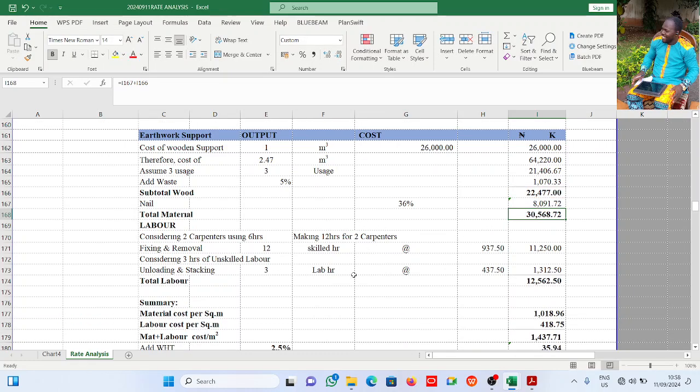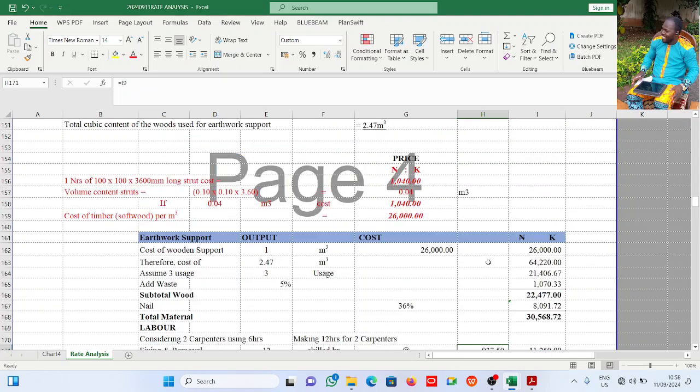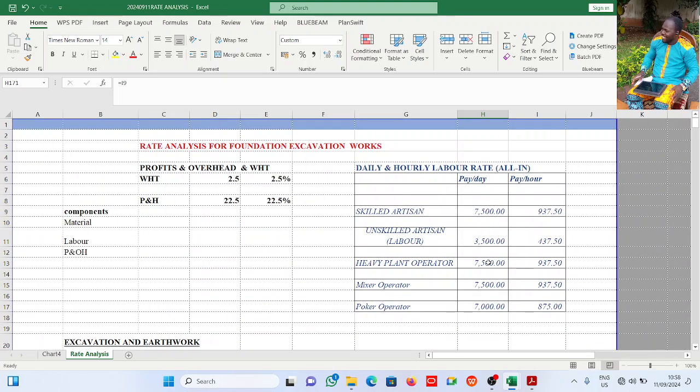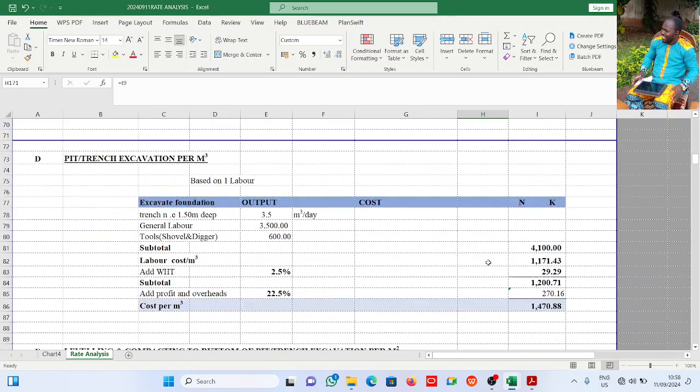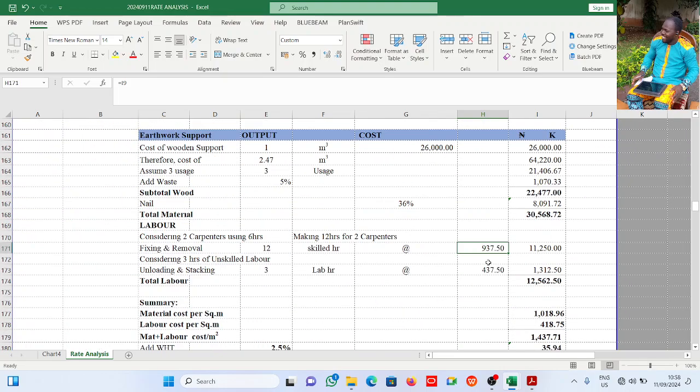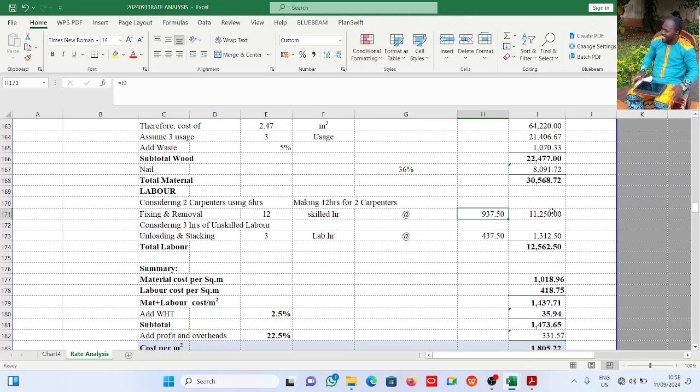Now say carpenters. Let's say 2 carpenters for 6 hours each. That is 12 hours. And of course, carpentry work is not for unskilled artisans, they are for skilled artisans. So 7.5 per day, am I right? That is what we have from our details here. 7.5, and per hour is 9.37. All right, so by 12.